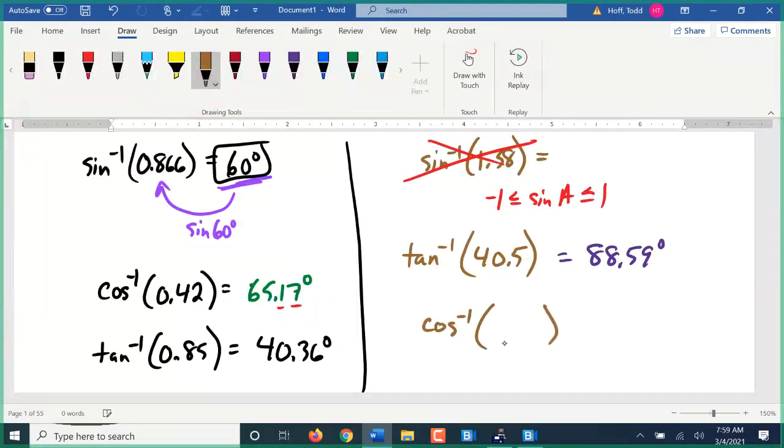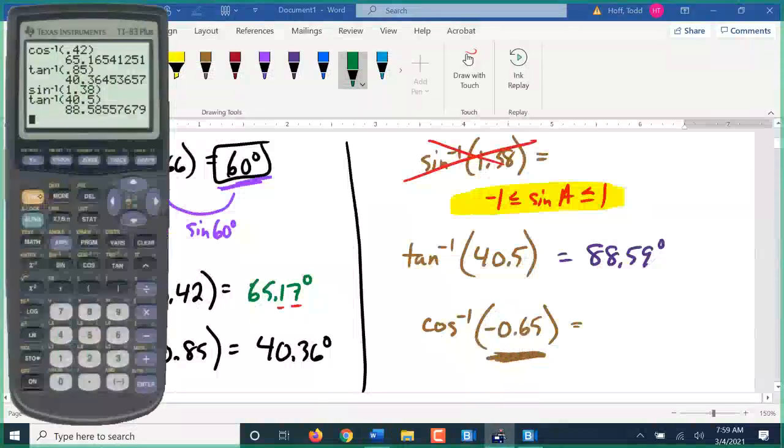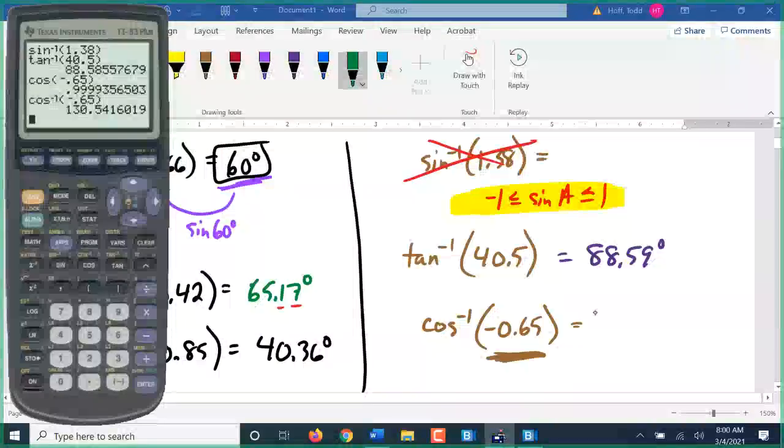Inverse cosine, before I write it in, what do I know about the number that goes in here? The cosine has to be between -1 and +1. But let's try a negative number. Let's put in -0.65. So I'm going to do a second cosine, -0.65. Hit enter. Oops. Let me try that again. Second cosine. I got my second register. Second cosine, -0.65. And I get 130.54 degrees.